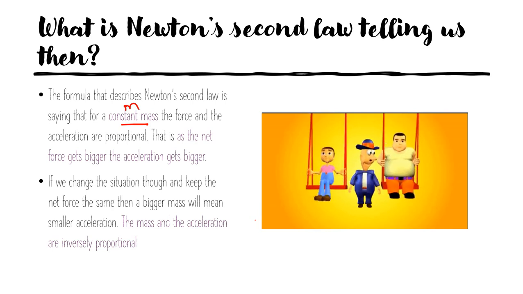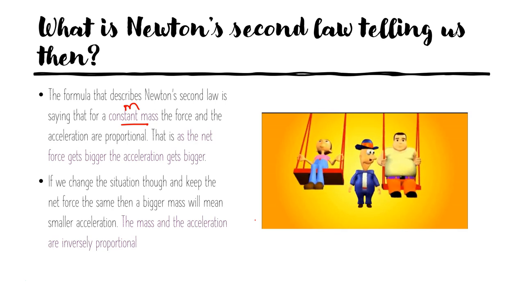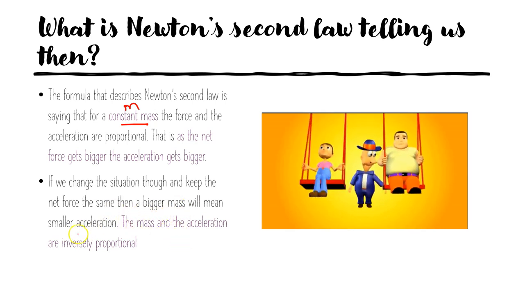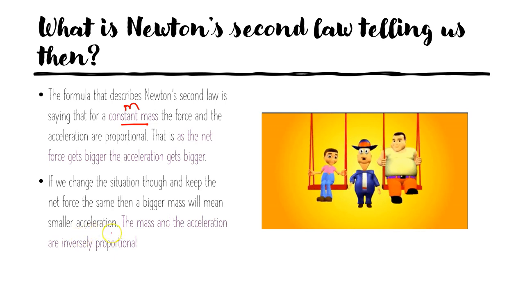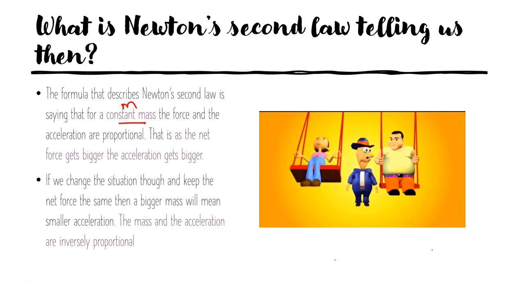So this means that the force and the acceleration are proportional. They're directly proportional. If I increase the force, I'll increase the acceleration. But if we change the situation around, and this is what we're seeing in this animated GIF here, if I have a larger mass, then for the same amount of force, I'll get a smaller acceleration. So if I have a smaller acceleration for a larger force, this means they're inversely proportional.